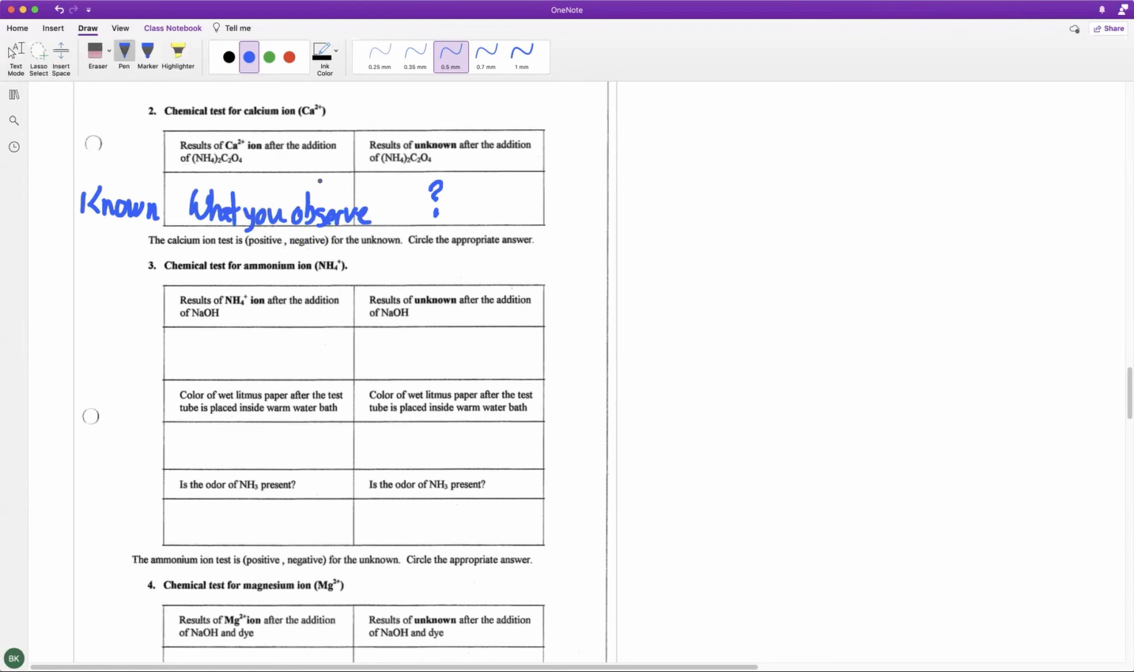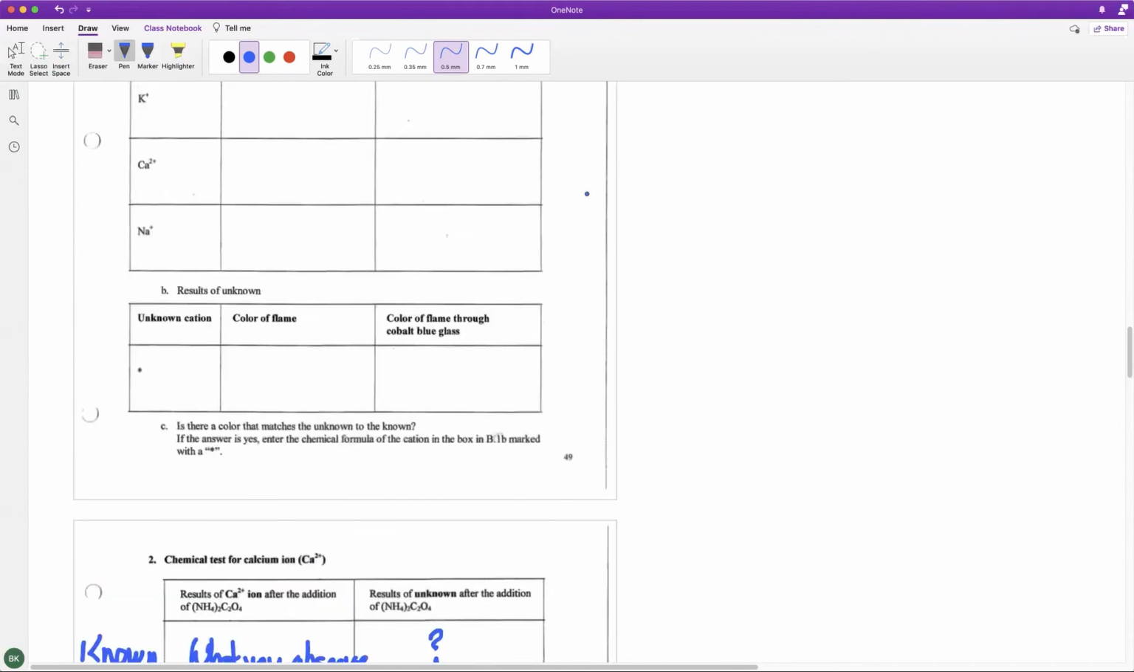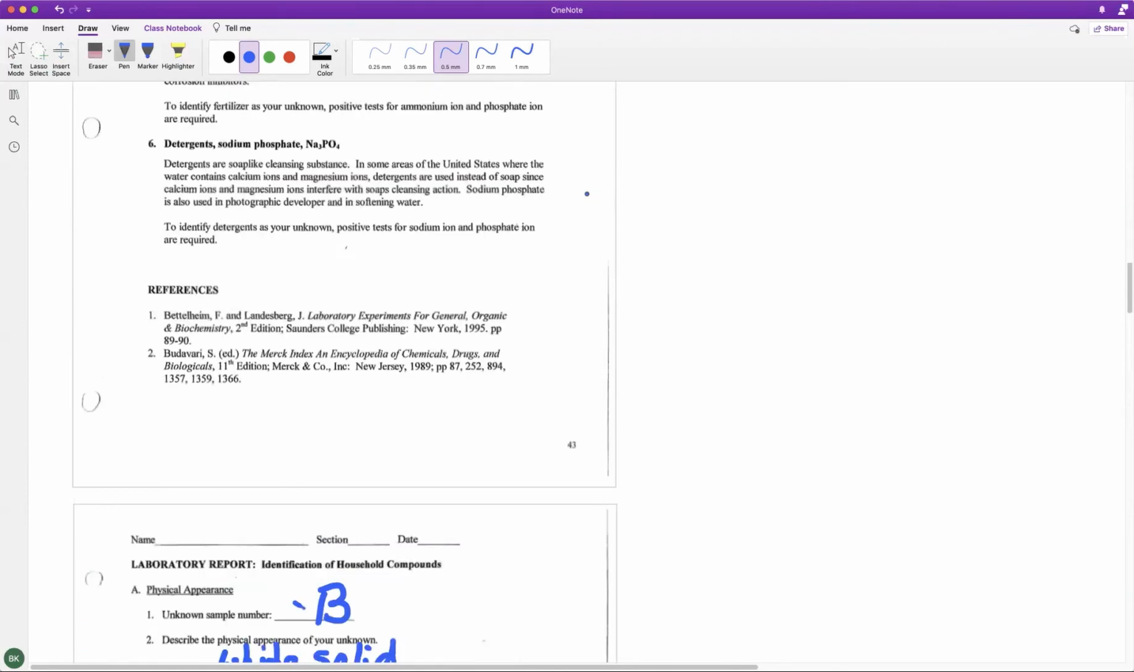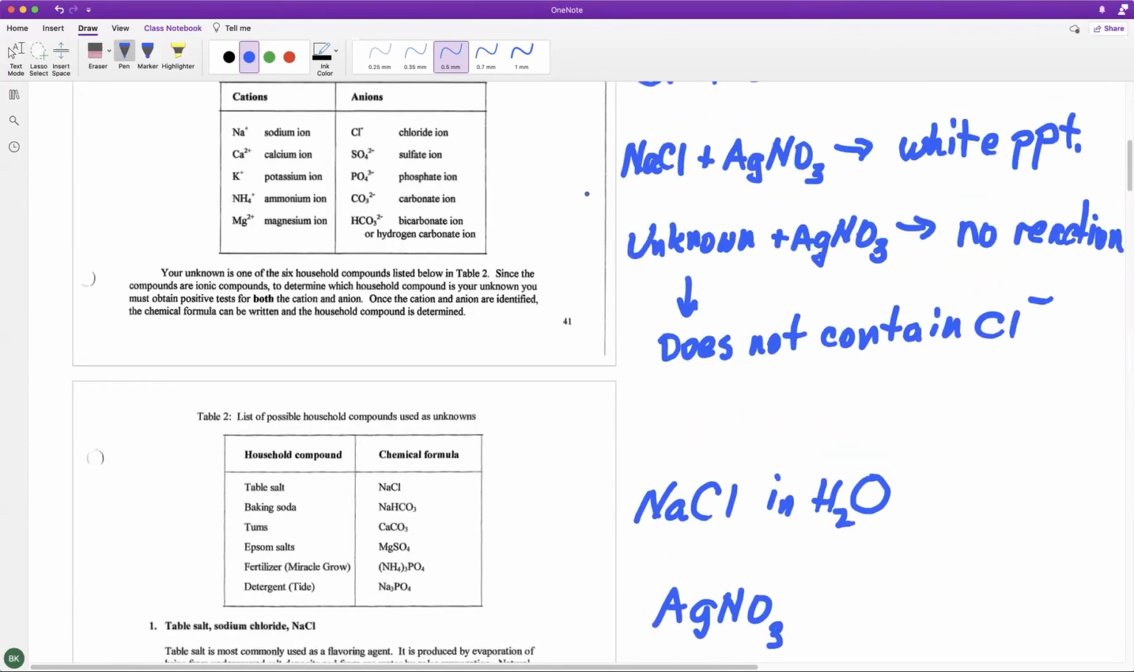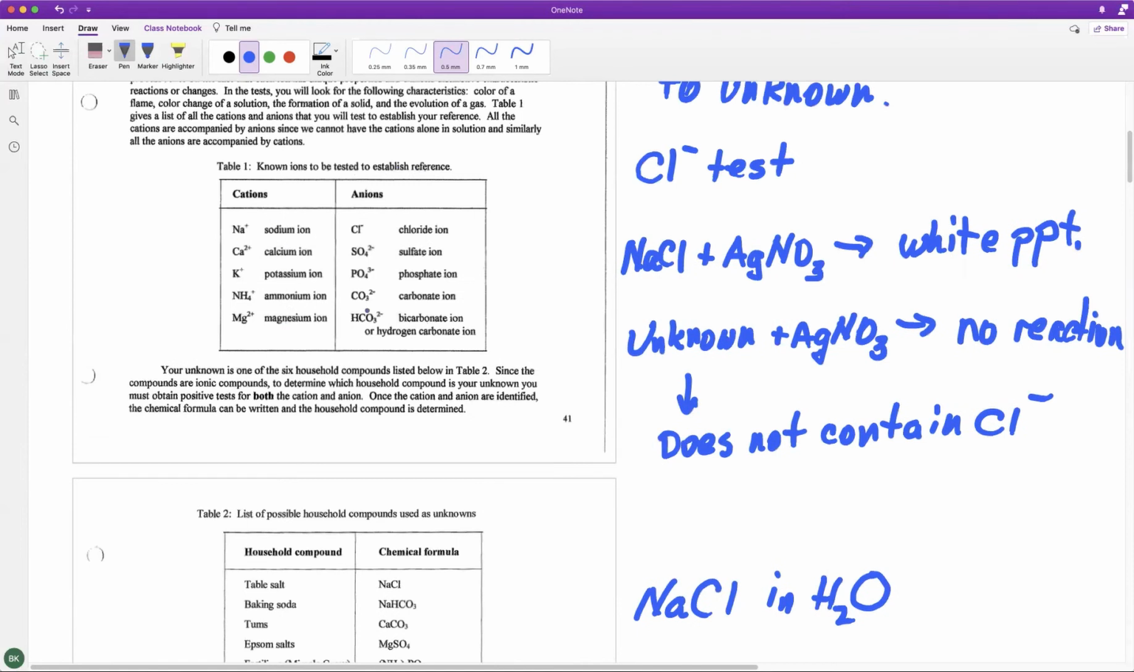And in the end, what you should have is positive tests for one cation, one of these, and a positive test for one of the anions. Then you know what your compound is composed of, because it's going to be composed of one type of cation, one type of anion.